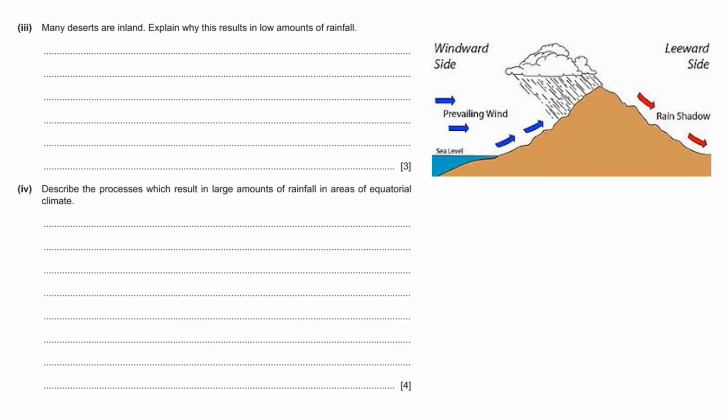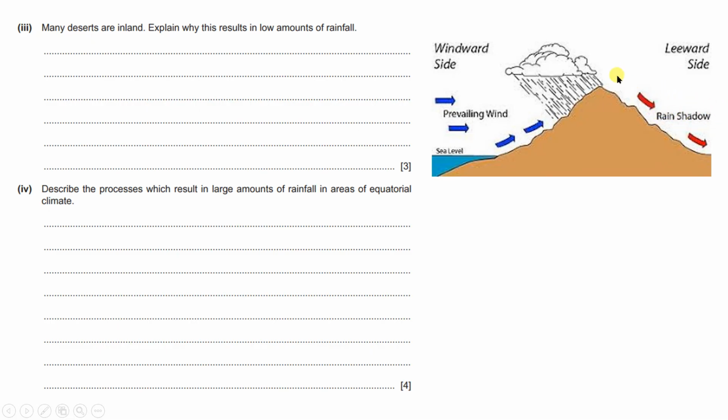Then we have another question here. They said many deserts are inland. Explain why this results in a low amount of rainfall. However, take note, they say many are inland. There are some deserts that are found close to ocean bodies, but those areas have a high amount of cold current. But in this case, it is inland, and we should explain why there is a low amount of rainfall. Now, when it is inland, it may be on the leeward side of a mountain.